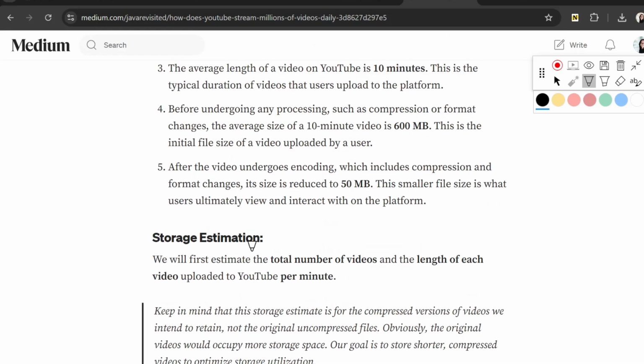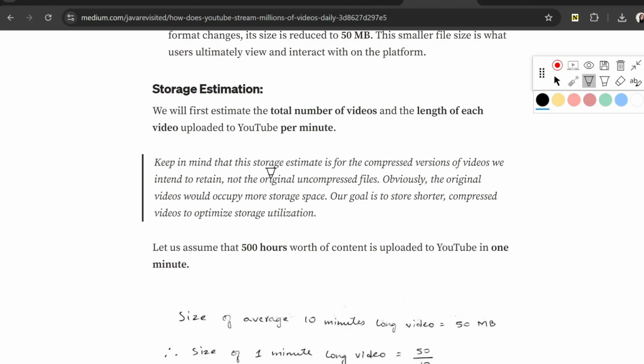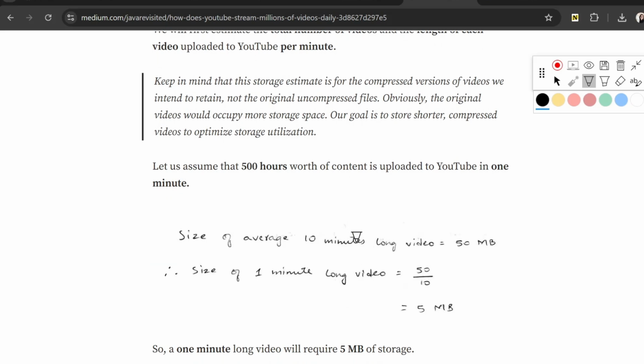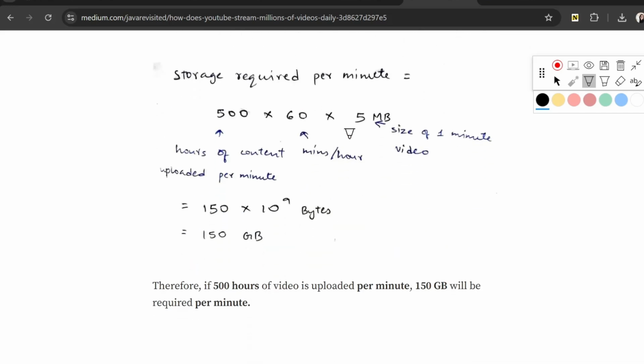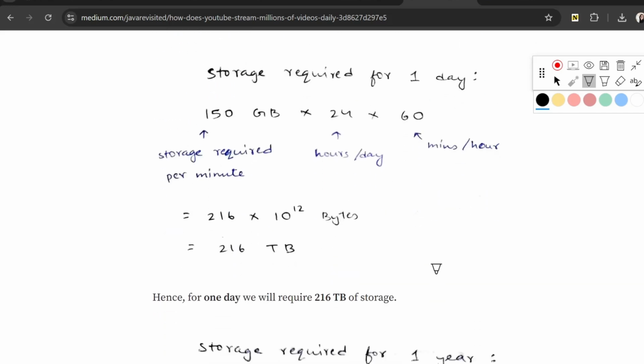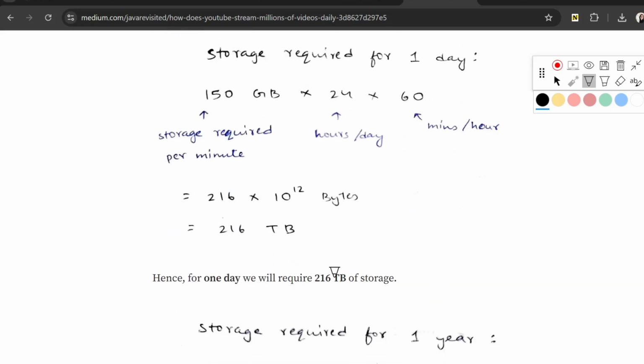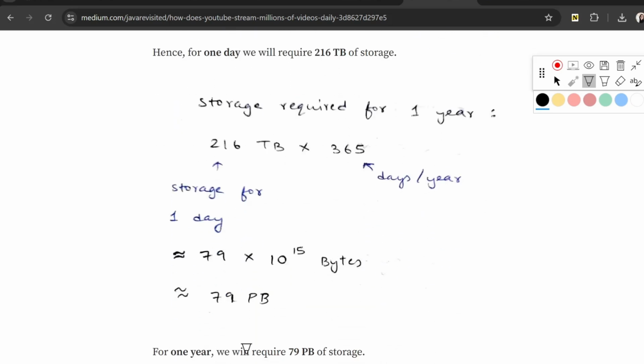One is a storage estimation. Here, what is my outcome of this? What am I trying to calculate? That if I have a 10-minute average video being stored, then what is the total amount of storage at the end of the year I would need to keep for myself? So based on the calculations which we have done, a 1-minute video will require 5 MB of storage. Hence, if there are 500 hours of video uploaded every single minute, I need 150 GB just for storing videos of 1 minute, which means in a day, I would need 216 terabytes. And then for a year, 79 petabytes.